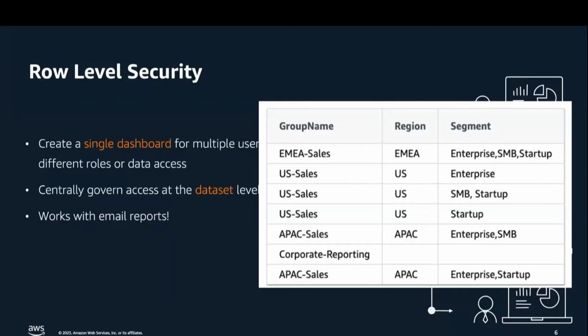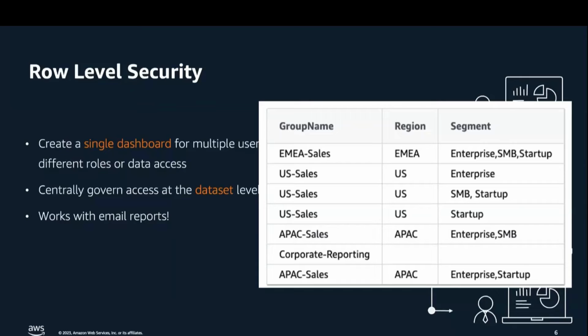Now, back to this example. We might have that we only want users who are part of the EMEA sales team to be able to view the sales data that relates to the EMEA region. Essentially, don't view any data that belongs to APAC or US. And we'd have the same with our US and our APAC teams. We only want them to be able to view data that relates to the region they're in. We also might want to restrict on the segment. So maybe only certain users should be able to view certain segments, so either enterprise, SMB, or startup.